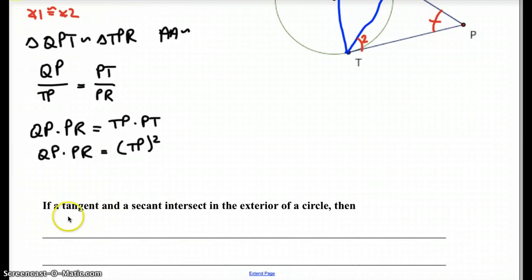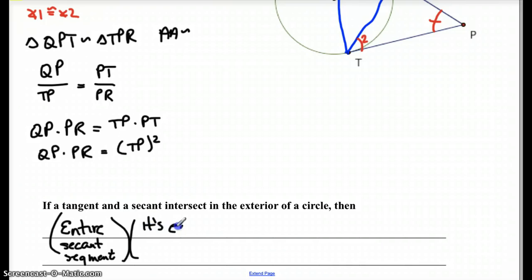So these results can be summarized into our next theorem that says if a tangent and a secant intersect in the exterior of a circle, then the length of the entire secant segment, so the entire secant segment multiplied by its exterior piece, has to equal the length of our tangent segment squared.